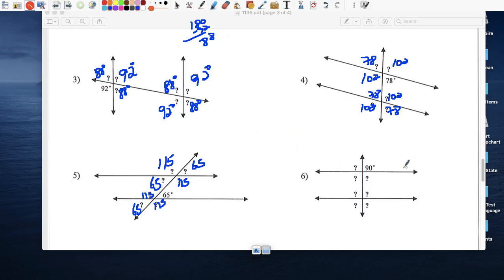Last one. Remember, a straight line means this is 180. So if part of it is 90, what's the other part? 90, right? Because 90 plus 90 is 180. So this one is actually an interesting one because every single angle is 90 degrees. Okay, that is that.